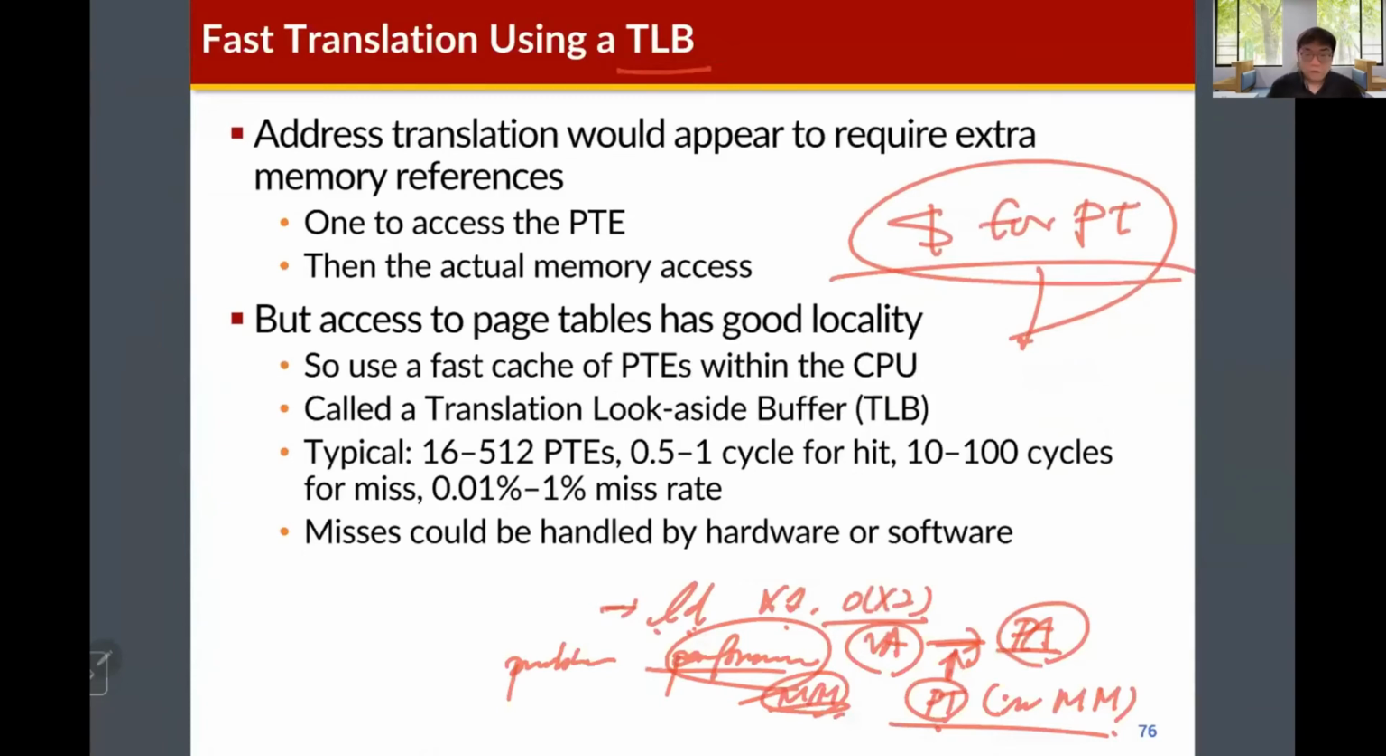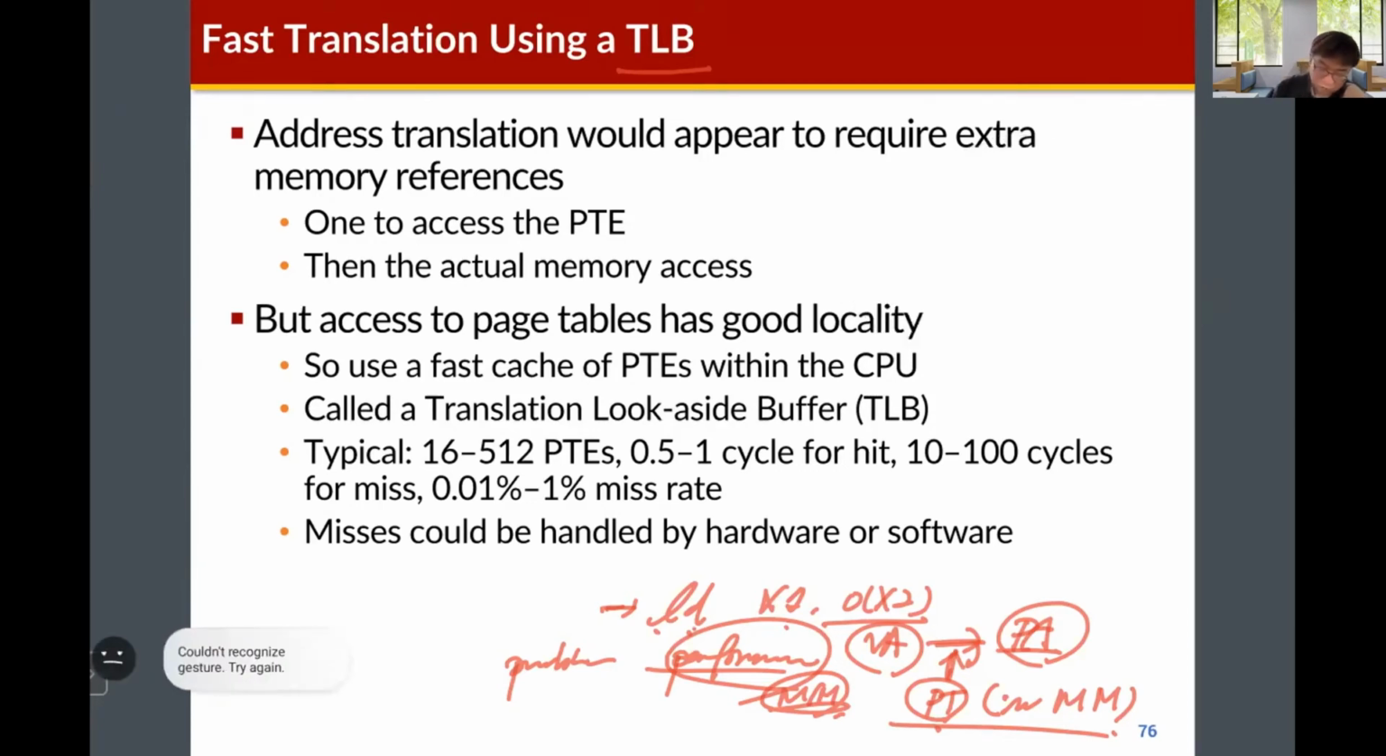But you know, this page table is stored in the main memory, which means that in order to perform the translation from virtual address to physical address, we need to access main memory, right? So think like this. This is the load instruction.